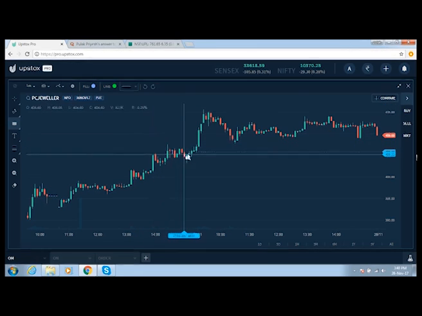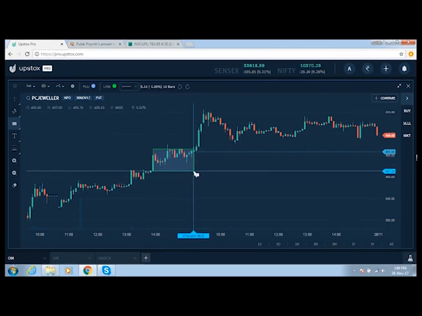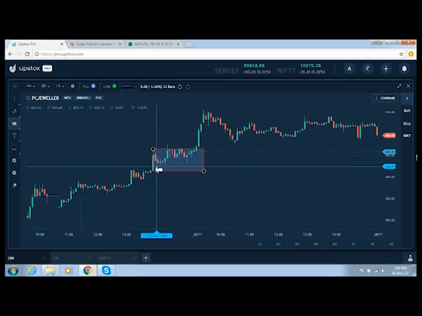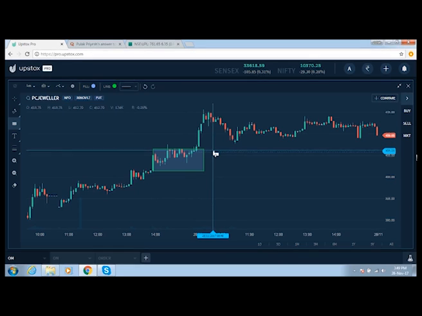What is the proper resistance you are looking at here? The high is 406.45, another high is 406.45, so 406.45 is our resistance here. Let us draw a rectangular box over here at 406.45. The low of the previous candle is 401.10, so this is my support level for the intraday trade, and this is my resistance level for my intraday trade.